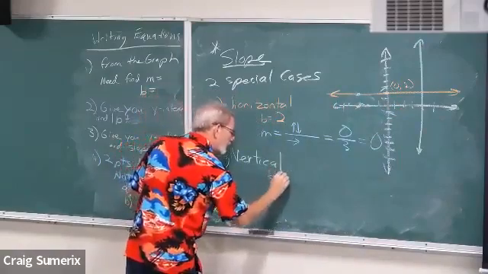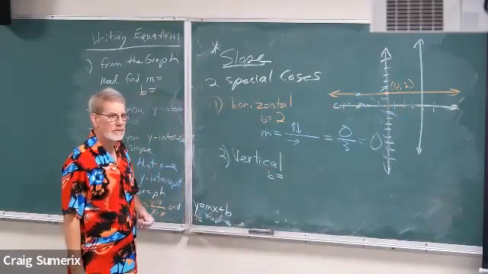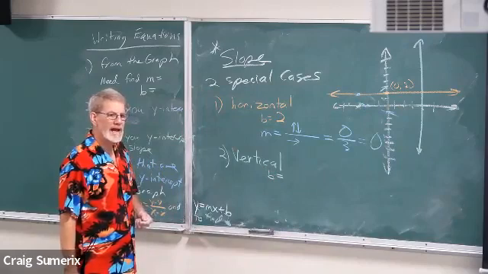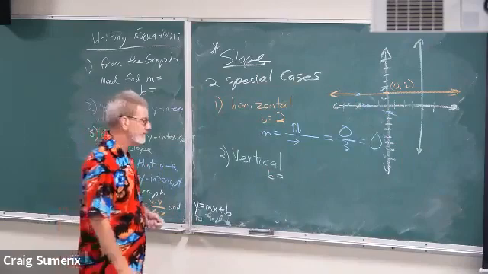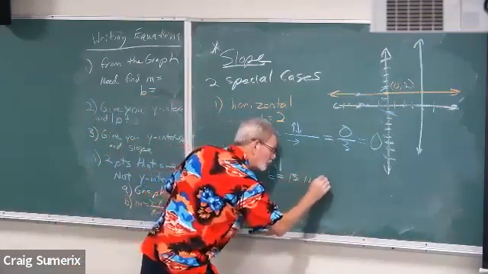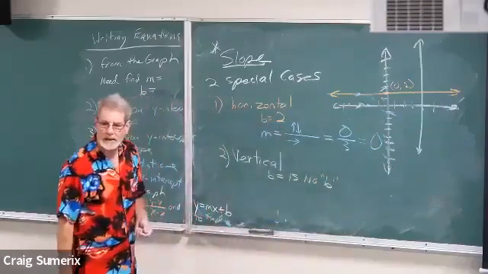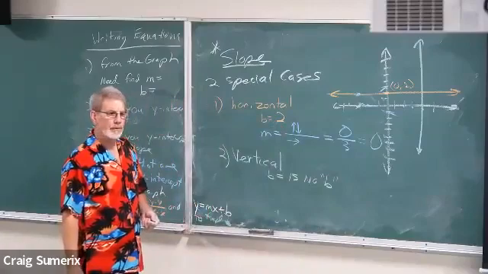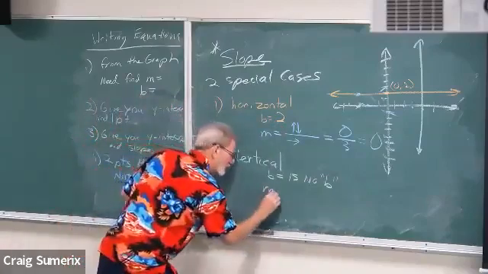Okay, what is B here? B is where it crosses the y-axis. Where does that green line cross the y-axis? It doesn't. There is no B, is there? It never crosses the y-axis. Great. What's M here?